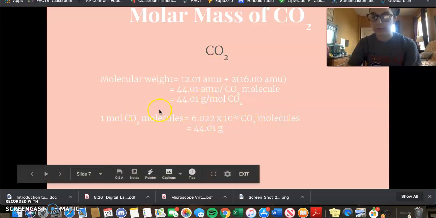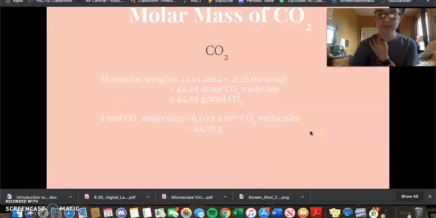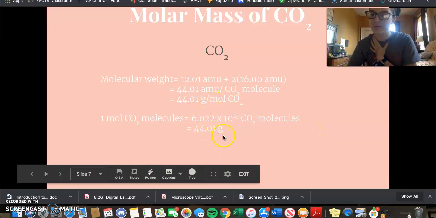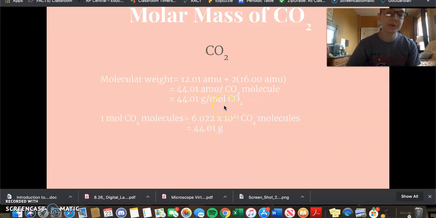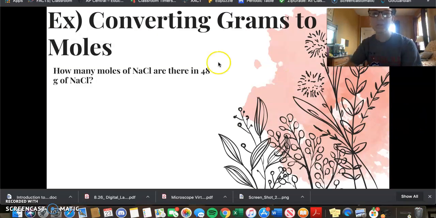And again, 1 mole is going to be 6.022 times 10 to the 23rd CO2 molecules, and those would weigh 44.01 grams. So we write grams per mole usually when we're doing conversions. So let's say you need to find the number of atoms, things like that. You would have to go from grams to moles, which is why we like the gram per mole unit for molar mass.